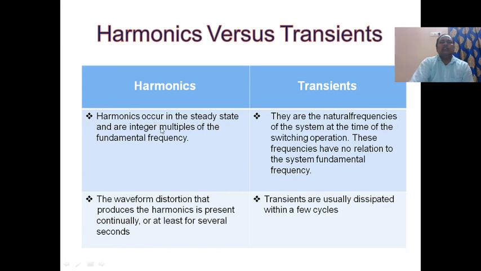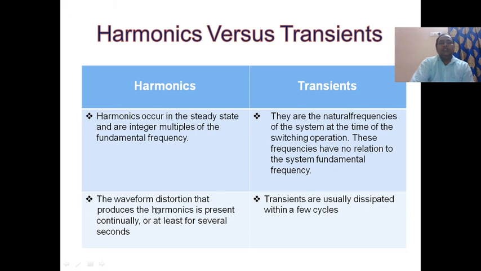Harmonics occur in the steady state and are integer multiples of the fundamental frequency. But transients are the natural frequencies of the system. Please observe carefully. Harmonic is a multiple of the fundamental frequency. At the time of a switching operation, the transient frequencies have no relation to the system fundamental frequency. So whatever the transients are, the frequency does not change; the frequency is a constant. But in harmonic content, multiples of the frequency are present in the waveform.